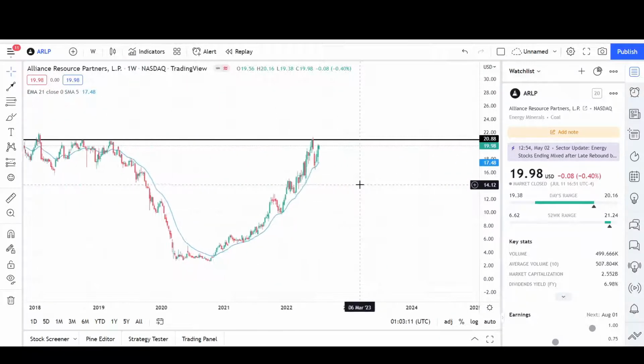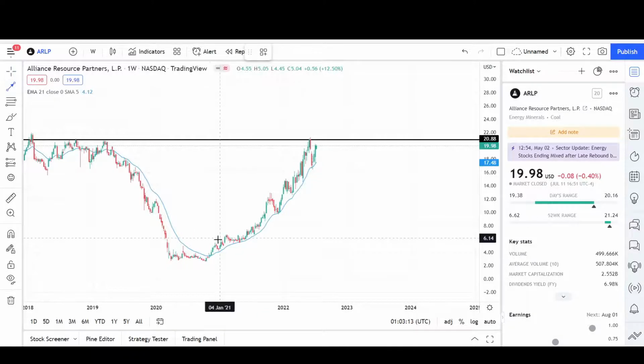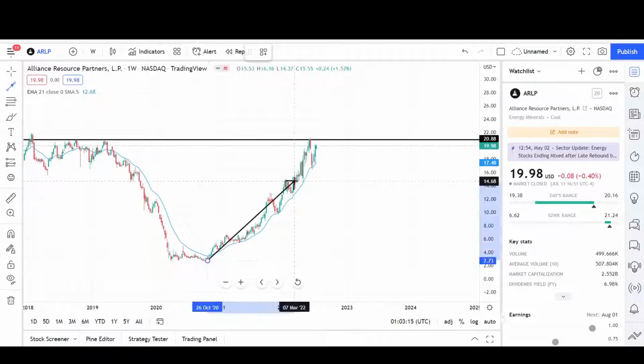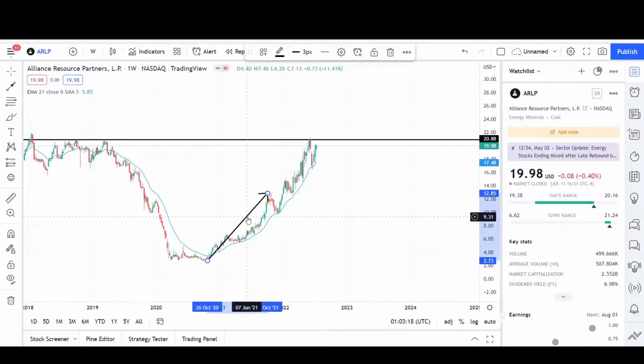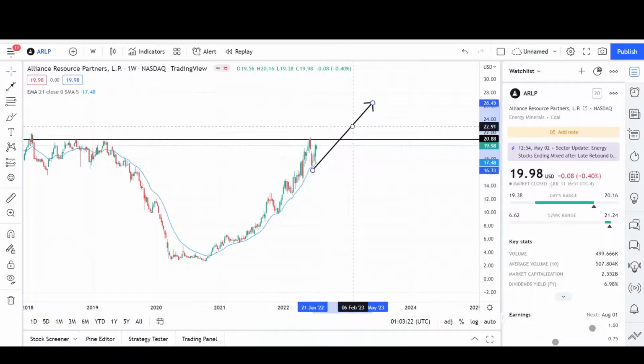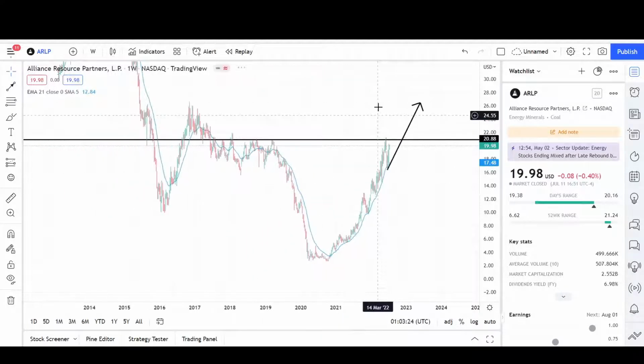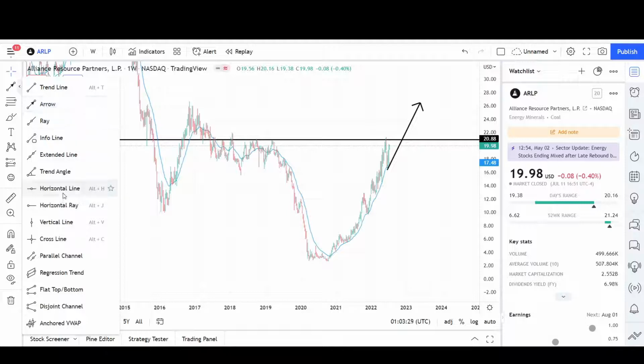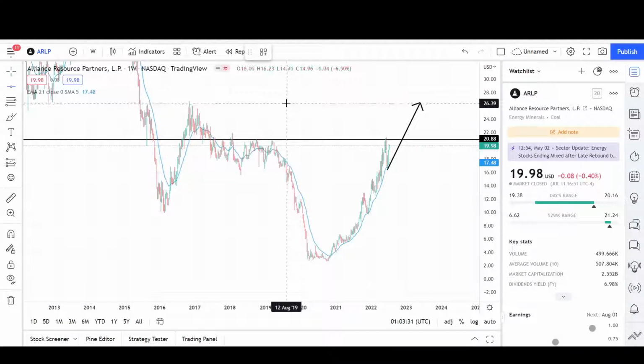If we do continue higher, where are we going? A possible measured move is this one right here. This was the first leg up, and then you can see that we exceeded the measured move. So if we do continue higher from here, I'm expecting the 26.32 level, and that's where this prior high was also. So there's some confluence there.